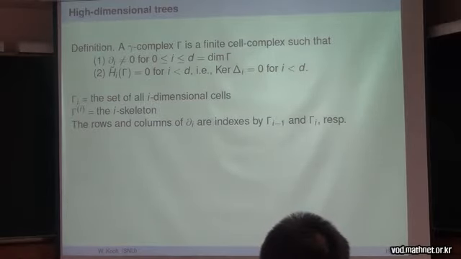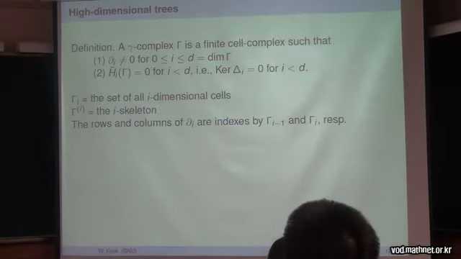And as before, we think of the rows of the boundary operator as being indexed by the cells in dimension I minus 1, and the columns indexed by the cells in dimension I.